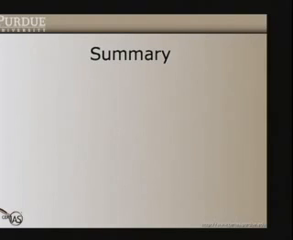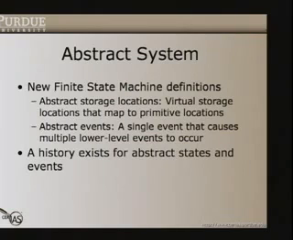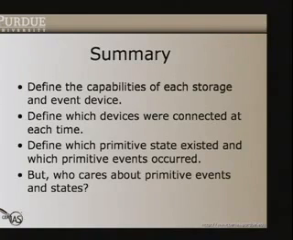So in summary, for the primitive level, we first define the capabilities of each storage device and event device. Then we define which devices were connected at each time. And then we determine which actual state or event occurred.